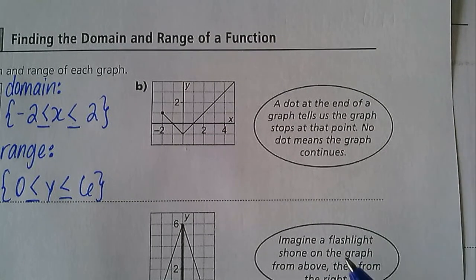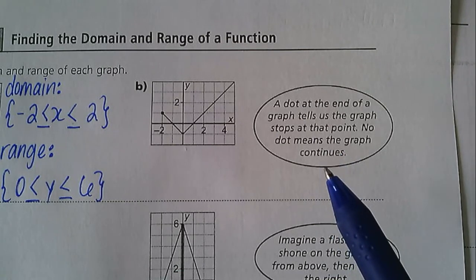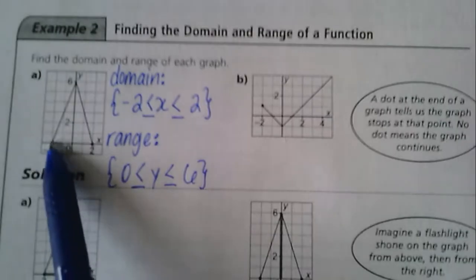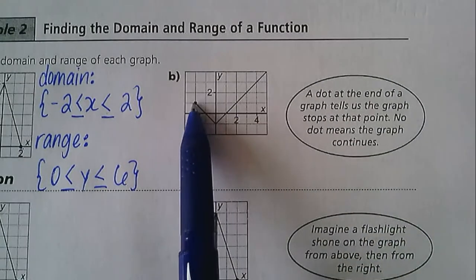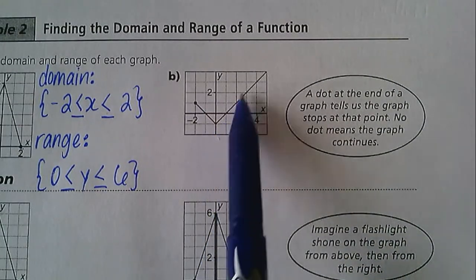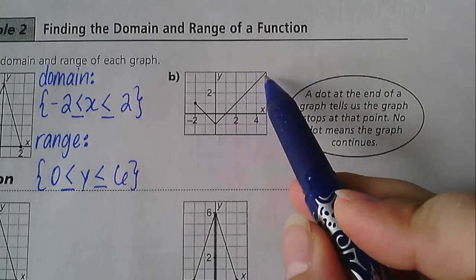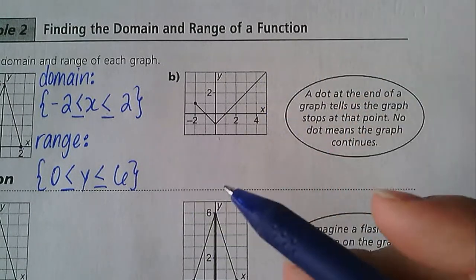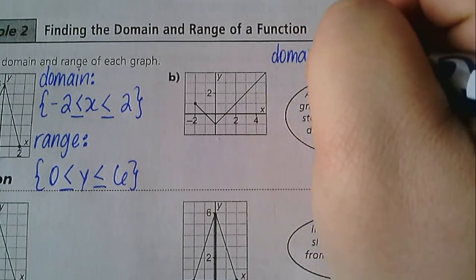Here it tells us a dot at the end of the graph tells us that the graph stops at that point. No dot means the graph continues. So you'll notice that this one had a point at the beginning and a point at the end. For B, it has a point at the beginning, but it does not have an end to it. So we're just going to write this one a little bit differently. Okay, so again, what that means is that the graph could possibly go past this point off of our drawn graph. Okay, so let's start with our domain for this one.